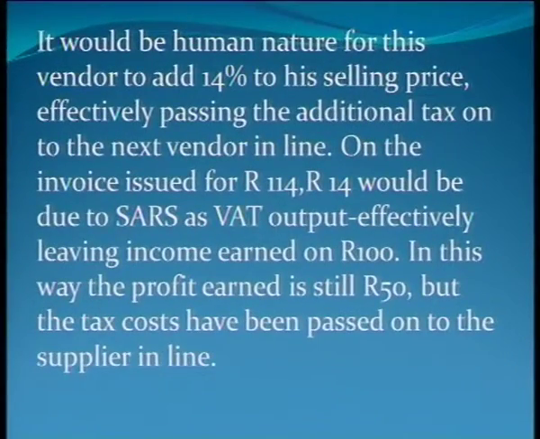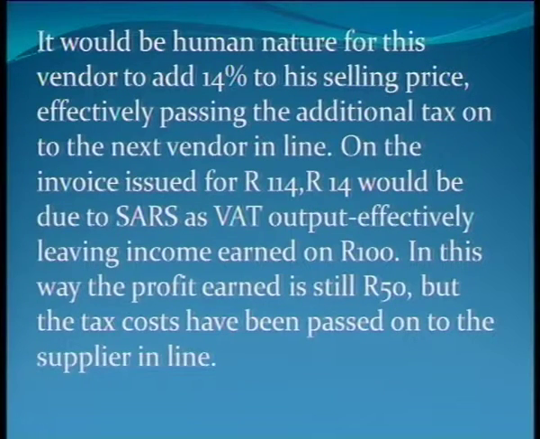It will be human nature for this vendor to add 14% to his selling price, effectively passing the additional tax on to the next vendor in line. On one invoice issued for $114, $14 will be due to SARS as VAT output, effectively leaving income earned on 100. Once again, your 14% is what you charge on the $100. If you say 14% times 100, you will get $14. 100 plus $14 gives you $114.